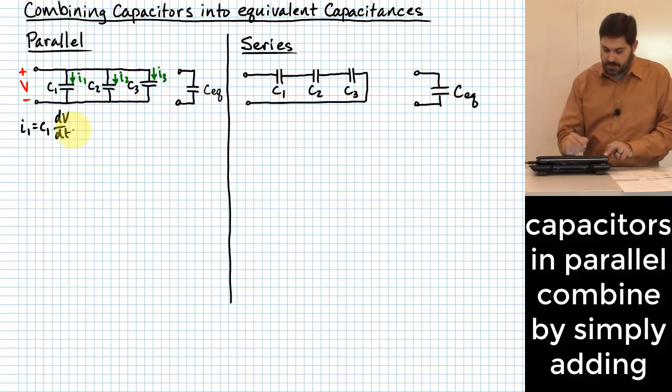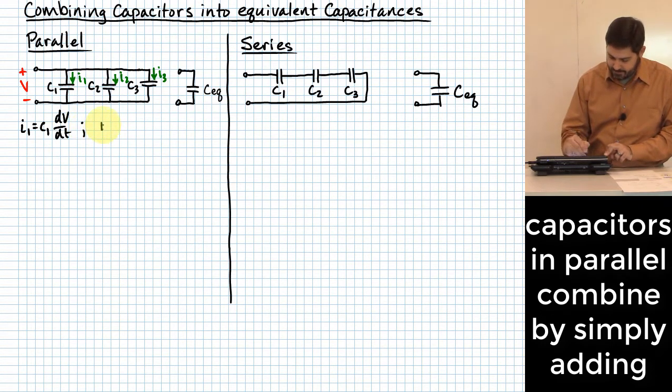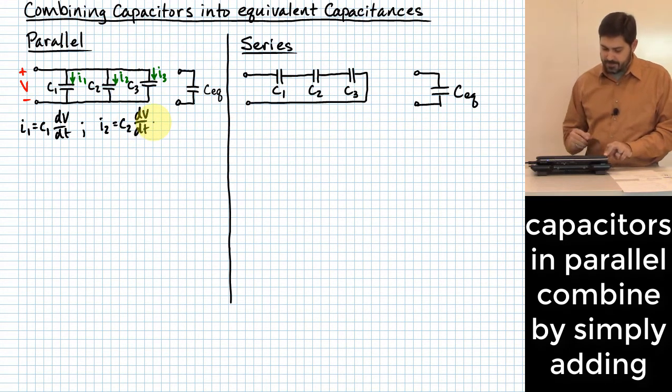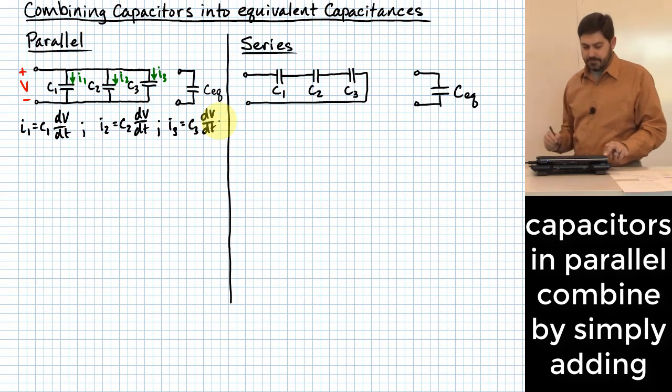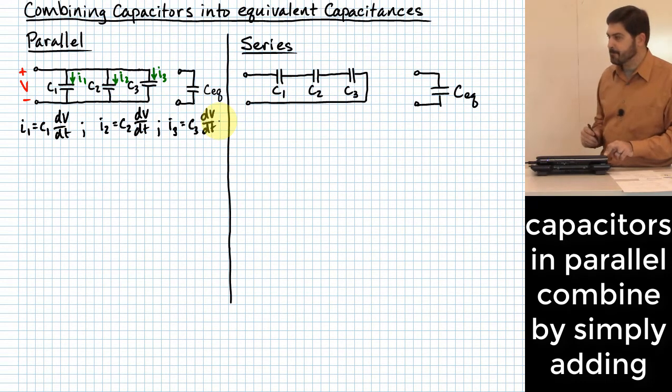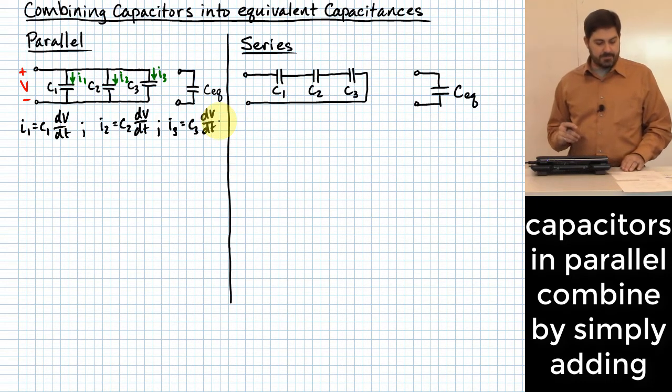What other equations can I write? I2 is going to be equal to C2 dV dt. I3 is going to be equal to C3 dV dt. All right? So far, so good?